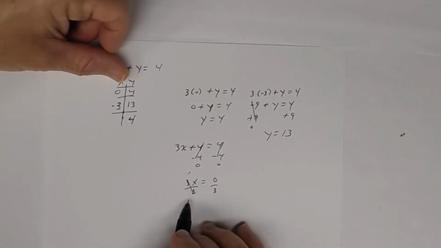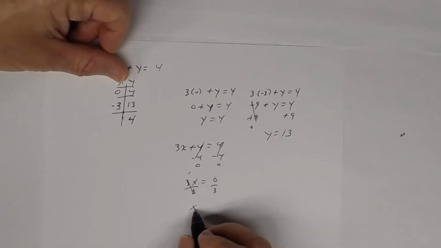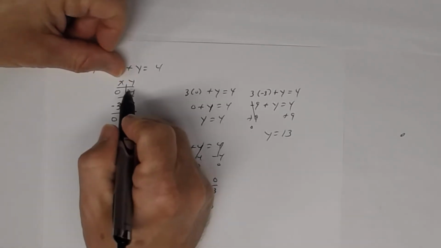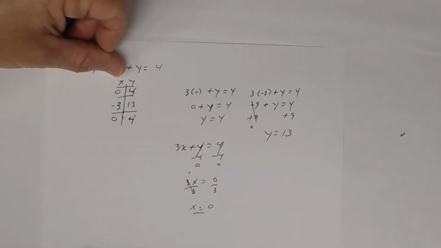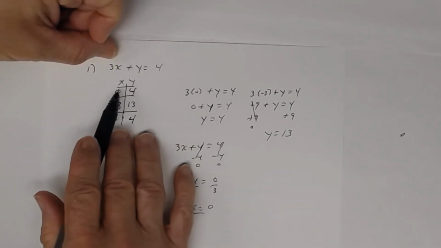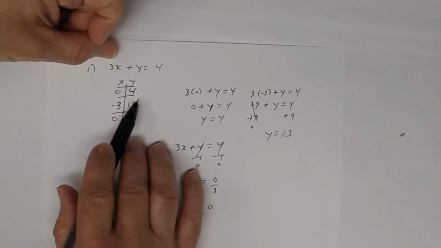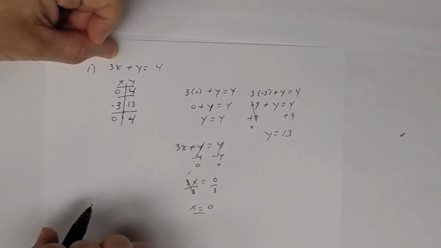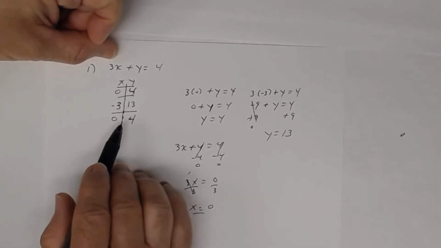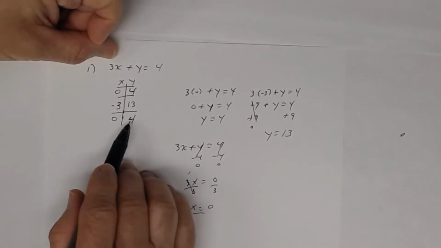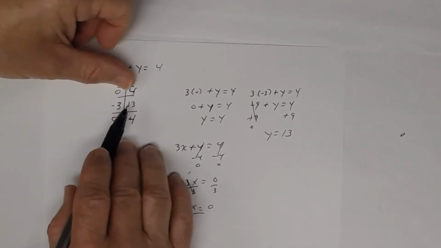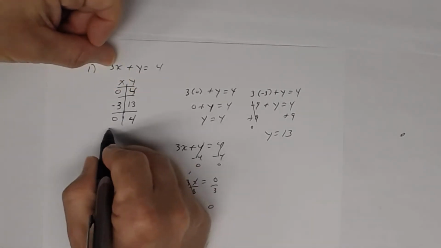I get 3 divided by 3 is 1, 1 times x is x, and 0 divided by 3 is 0. So I get the point 0, 4, which I already had, right? So sometimes when you do it like this, when you pick some numbers for x and some numbers for y, you tend to get the same ordered pairs over. And I should have known that for 4 I already had it, so I should not have used it, right? I had this covered. So let's do another one.